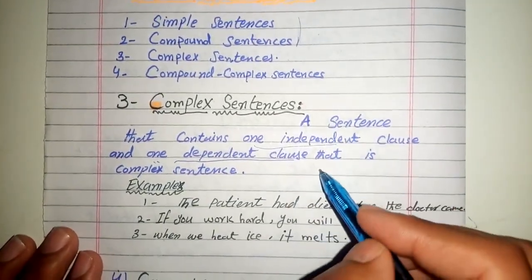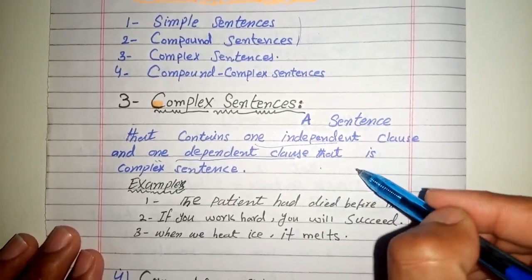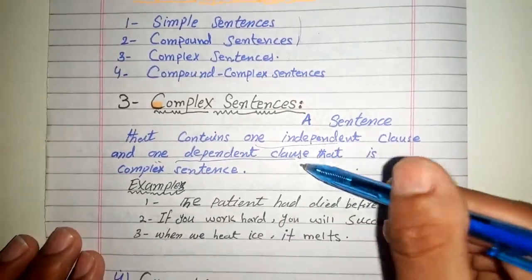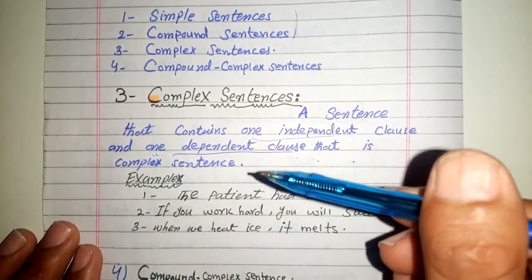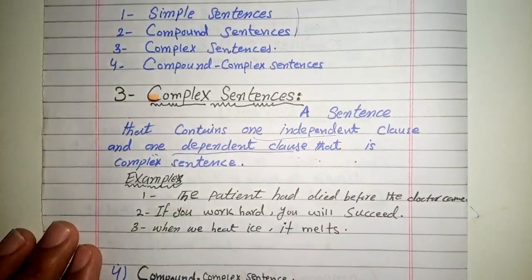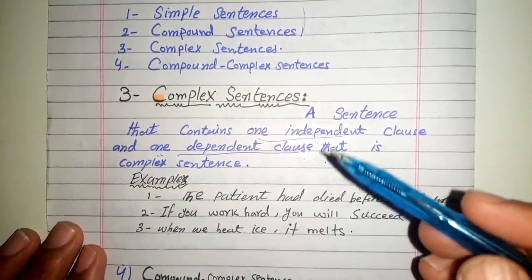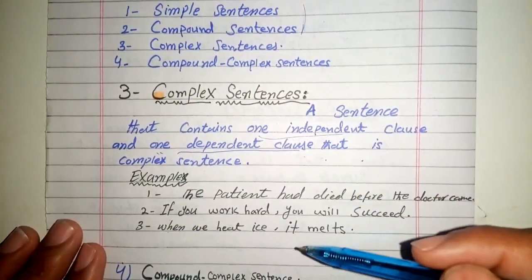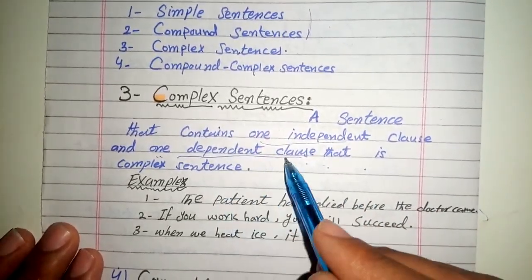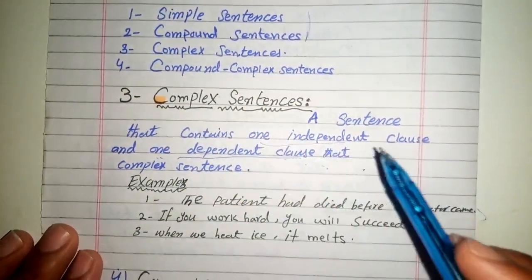I have described clauses very well in another lecture, so I will also give the link to that clause lecture in the description. You have to watch that video, because it will help you understand this lecture. This lecture is totally connected with it, as clauses play the main role here. So one independent clause and one dependent clause make a complex sentence.